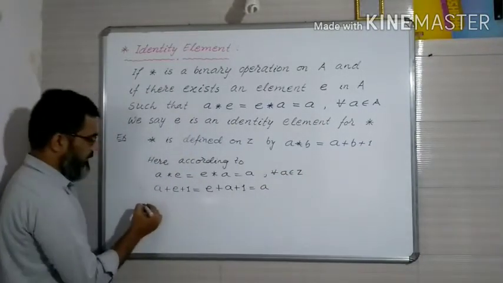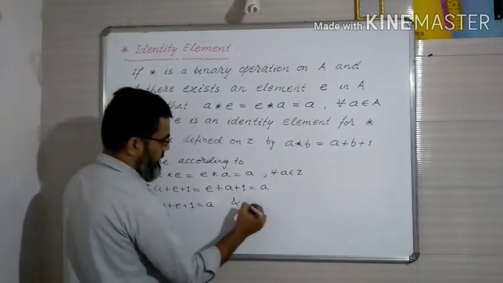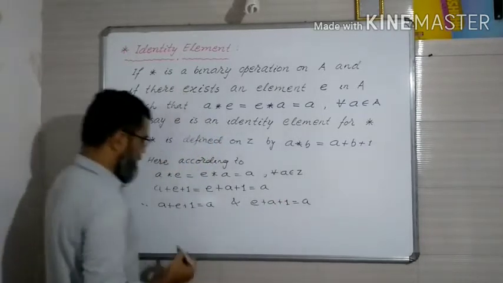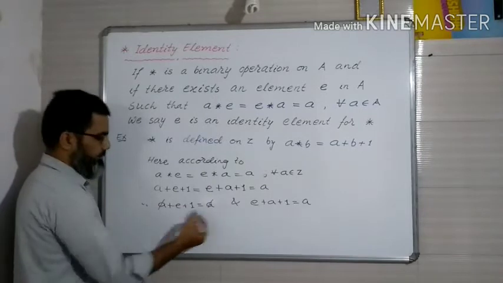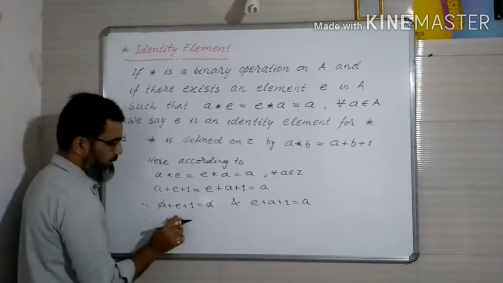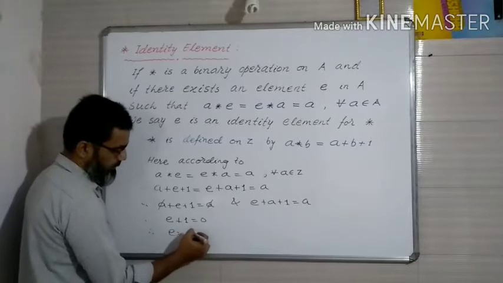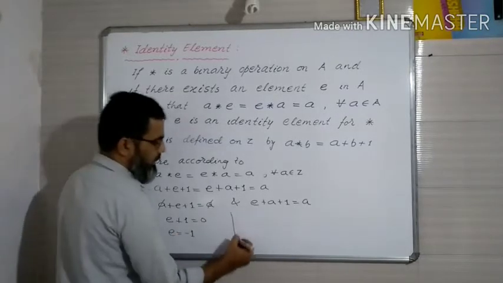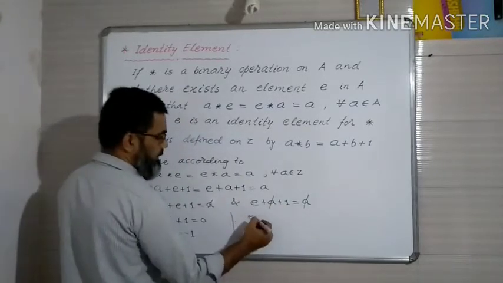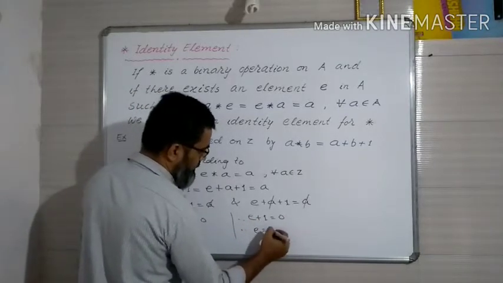By separating this equation, A plus E plus 1 is equal to A and E plus A plus 1 is equal to A. Now, cancel out A. So E plus 1 equal to 0. The remaining term is E plus 1 is equal to 0. Therefore, E is equal to minus 1. And now, from the other equation, यहाँ पे भी A is cancelled out, getting A plus 1 equal to 0. Therefore, A is equal to minus 1.